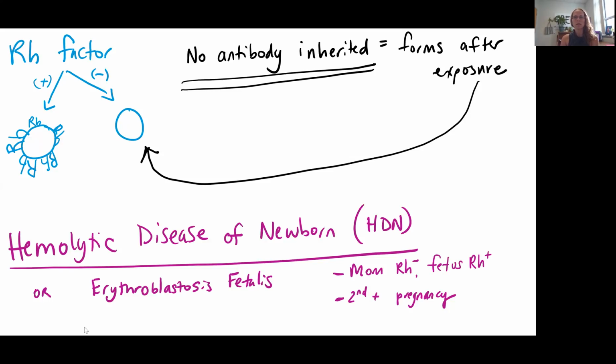And what we see is that sensitization can occur during that first pregnancy. In the first pregnancy, you will not see the hemolytic disease of the newborn or erythroblastosis fetalis happening. You will only see this condition showing up with the second pregnancy or later pregnancies.